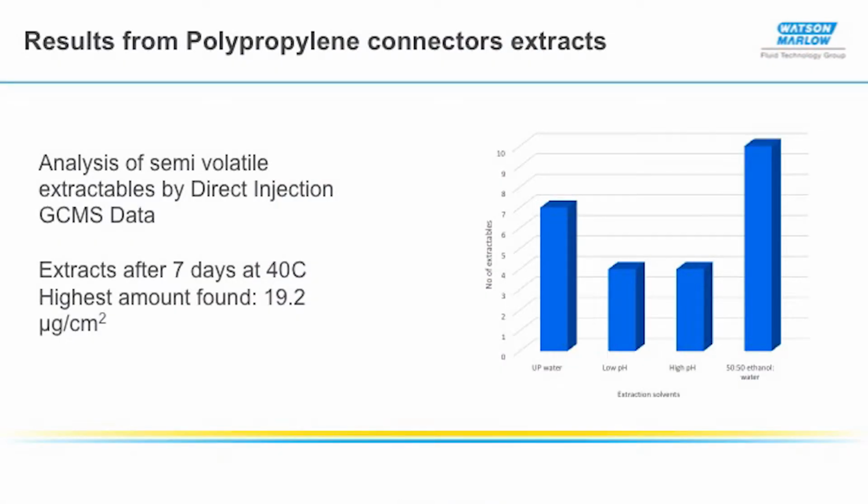Again, this is an evaluation of the semi-volatile extractables by GCMS. The highest single amount we found was 19.2 micrograms per centimeter squared. We found that for the polypropylene connectors, there are a lot of extractables that were soluble in water and high and low pHs.